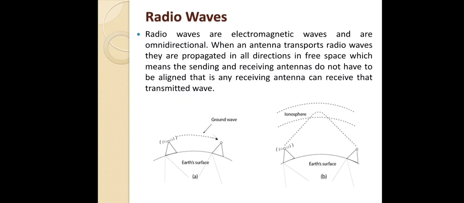As shown in the diagram, these are examples of radio wave transmission. Here this tower is sending the signal, and the other tower is receiving the signal using the ground wave. In the second case, we are using the ionosphere. The signal is transmitted to the ionosphere of the atmosphere, and after that it is received by the receiving end. This is how radio signals pass and how the transmission of data takes place.